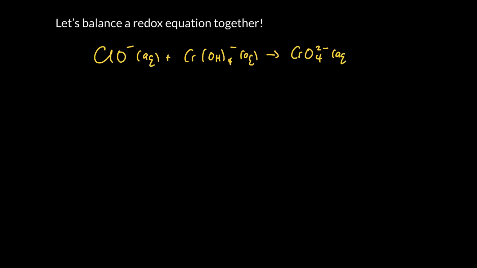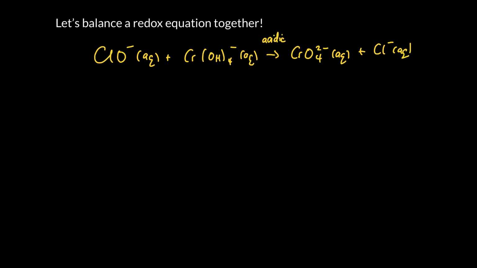So in this video, I'd like to give you a couple of redox equations to balance and try your hands at. So let me go ahead and write them out up front. So ClO⁻ reacts with chromium hydroxide complex ion, Cr(OH)₄⁻, that's a complex ion, and it forms chromate and chloride. And we're going to say that this occurs under acidic conditions.